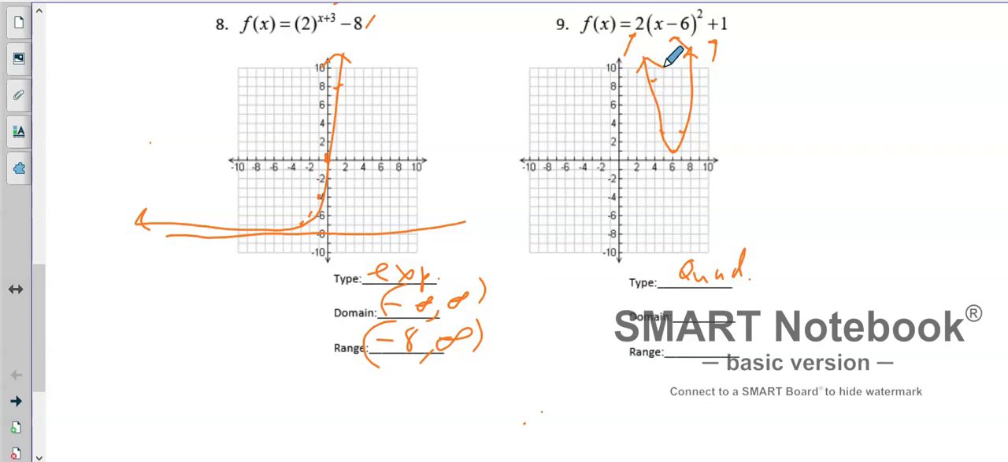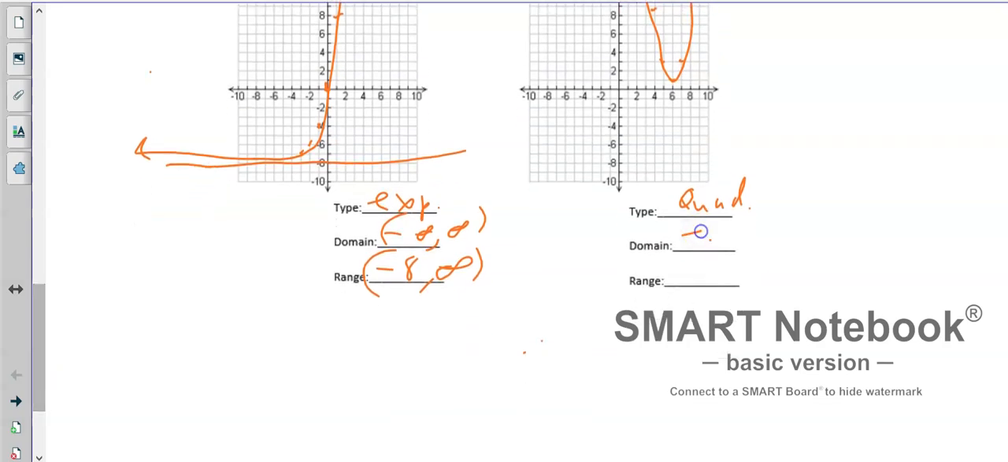So left to right is going forever. So negative infinity to positive infinity again. Where's it bottoming out? At 1. And it's going up to positive infinity. It hits here, so we use a bracket. And there you have it.